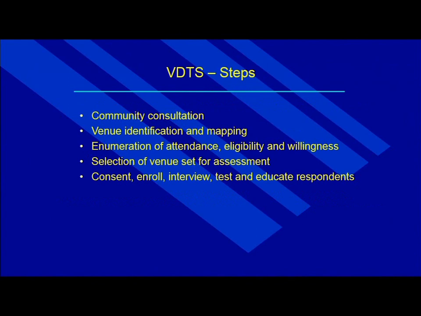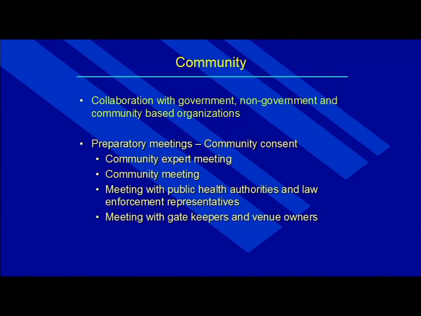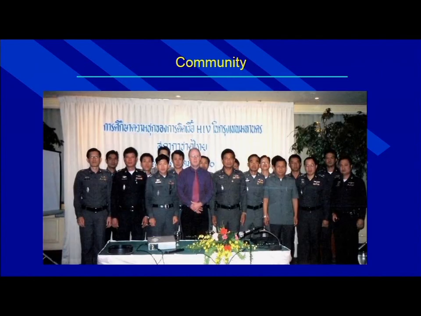What we do also in this method, and which is very important, is community consultation. After that we go on with identifying venues. We enumerate the people that come there, how many come there, how many are eligible and willing to participate in our work. And finally we select a venue set for assessment. Then we go out to consent, enroll, interview and test, or if that is applicable, educate people as well. Community consultation includes collaboration with the government, and I'll show you a slide about that, with non-government and community-based organizations. That is all important to do before we get on to doing our research.